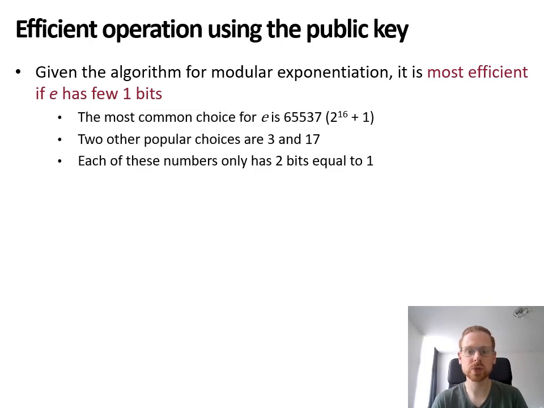Therefore, the most common choice for e is 65,537, which equals 2 to the 16 plus 1. Other popular choices are the numbers 3 and 17. All of these only have 2 bits equal to 1, and thus require very few multiplications to perform modular exponentiation.